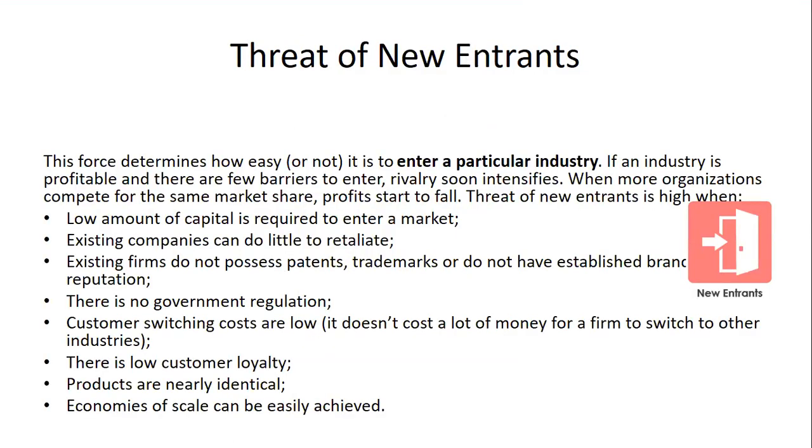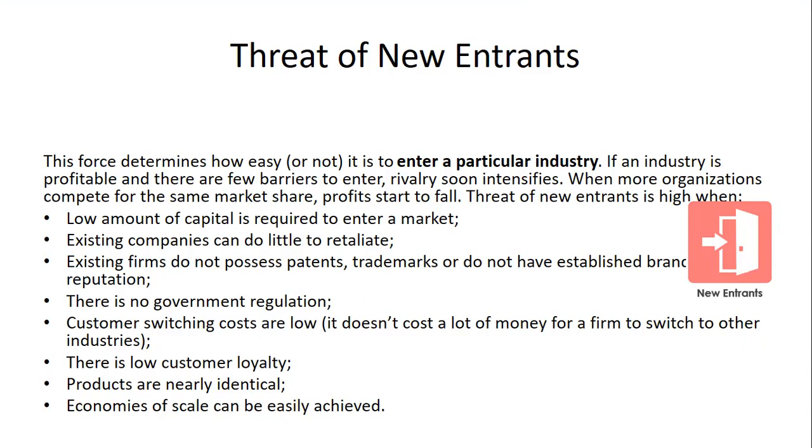Threat of new entrants, one by one, let's see. This force determines how easy or not it is to enter a new market or industry. Maybe there are barriers, maybe there are rivals. The threat is very high when the following points are noted: a low amount of capital, or existing firms do not possess patents or trademarks. Then there is no government regulation, the switching cost is low, customer loyalty is low, products are nearly identical, or economies of scale can be easily achieved. In this situation, you can understand the threat of new entrants is high.